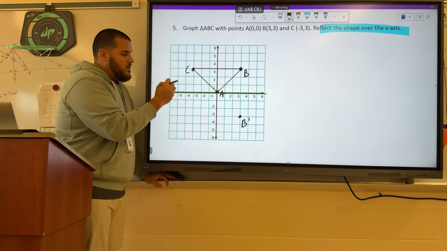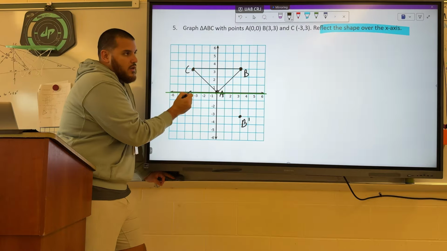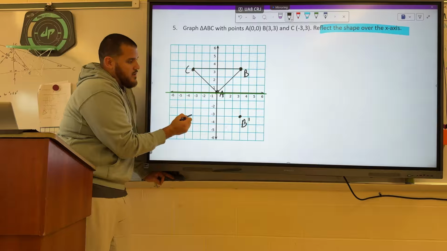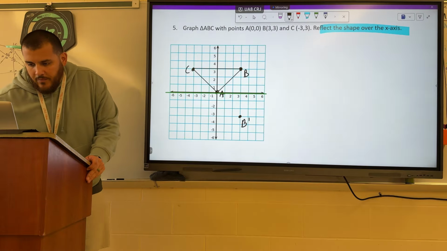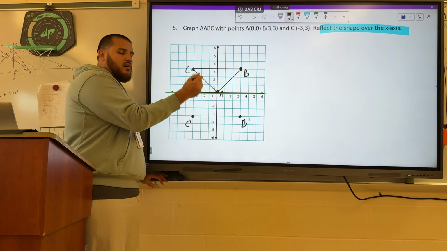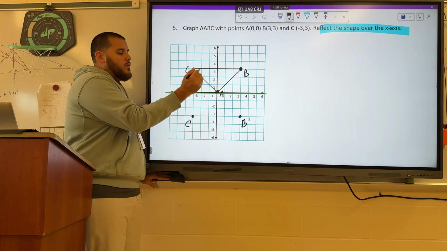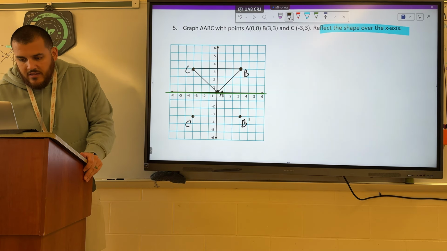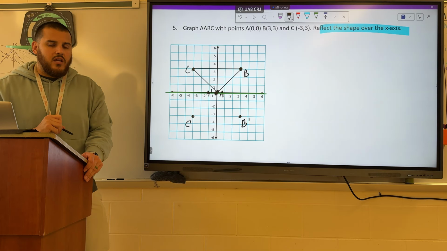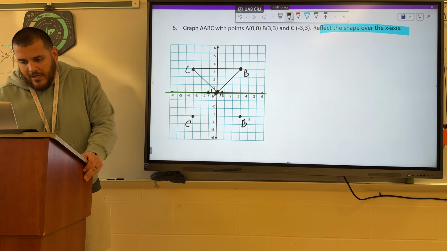We can do the same thing with C. We have 1, 2, 3 units away from our x-axis. So 1, 2, 3 units to the other side will be C prime at negative 3, negative 3. Now what happens with point A? Any point that is on a line of reflection will remain on the line of reflection. So that means that A prime is located at the same location there. And we can then connect our vertices, and this would be our image of ABC prime.